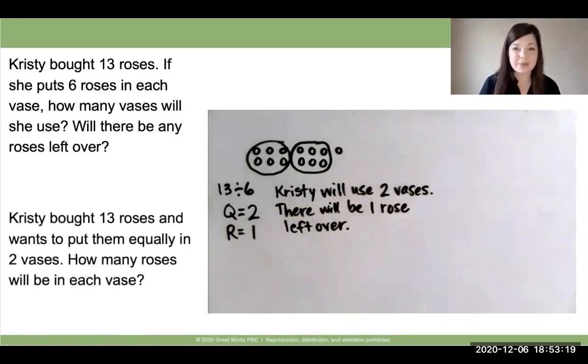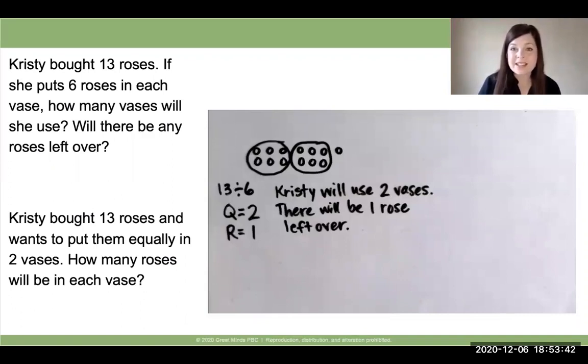Again, let's revise our story a little bit. Now, Christy bought 13 roses and wants to put them equally in 2 vases. How many roses will be in each vase? Is this the same array? Yes, the array also matches this story. But how is our interpretation of the array different this time? Pause the video to talk out your thinking.